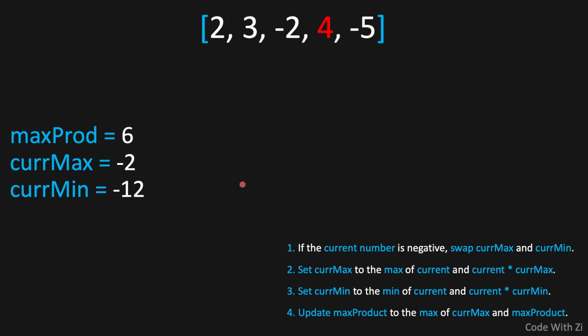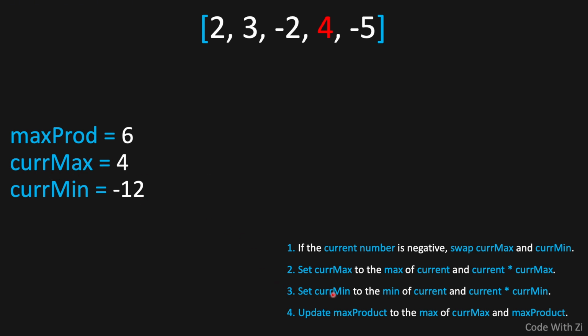In this round, again, we're going to have the same thing. We're going to say if the current number is negative, swap. It's not, so we're going to ignore this line entirely, and then we have to calculate our currentMax, which is equal to the maximum value between current and current multiplied by currentMax. So maximum between 4, which is our current number, or 4 multiplied by -2. That's going to give us -8, and now currentMax is going to be equal to 4.